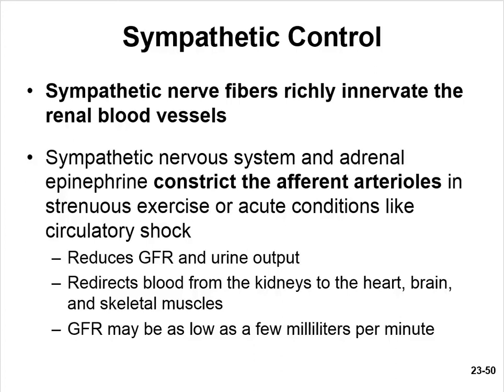Sympathetic nerve fibers richly innervate the renal blood vessels. Sympathetic nervous system and adrenal epinephrine can constrict the afferent arterioles in strenuous exercise or in acute conditions like circulatory shock, which reduces GFR and urine output. It redirects blood from the kidneys to the heart, the brain, and the skeletal muscles, because in those times, making urine is not as important as getting blood to the heart, brain, and skeletal muscles. GFR could fall quite low in times of exercise or circulatory shock.